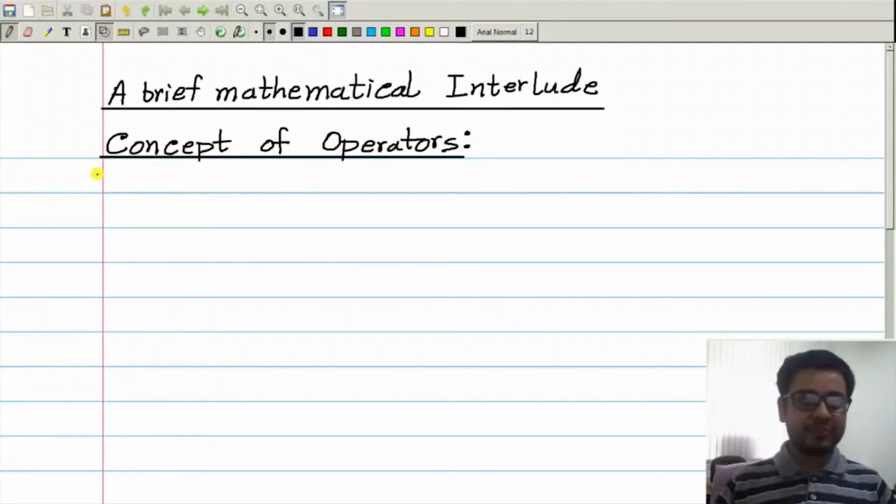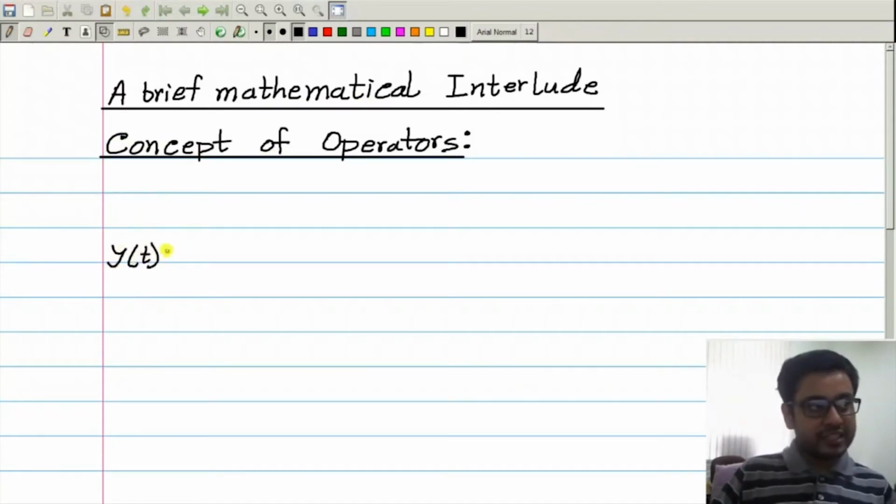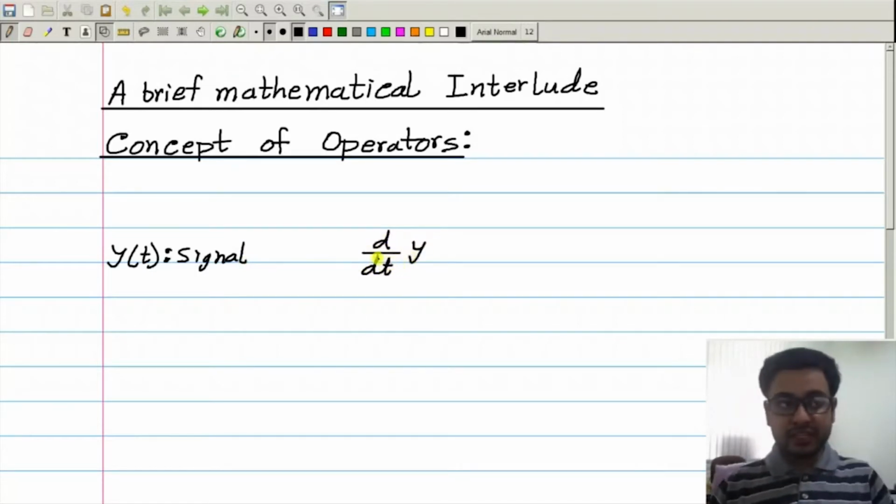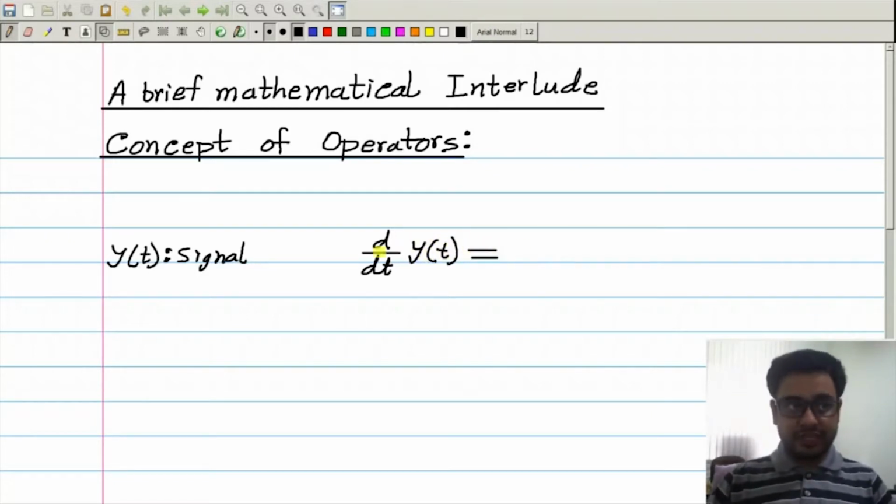Hello and welcome. Let us do some mathematics and learn the concept of operators. Suppose y of t is a signal or a function of time. Whenever we write d/dt of y, we do not mean multiplication of y with d/dt. Rather, the symbol d/dt is the symbol of a differentiation operator. An operator is a mathematical object that acts on any signal like y(t) and produces another signal, in this case the time derivative of y.